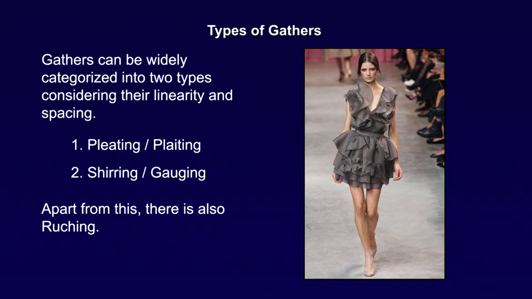Gathers can be widely categorized into two types, considering their linearity and spacing. One is pleating or plaiting. The second one is shirring or gauging. Apart from this, there is also ruching.